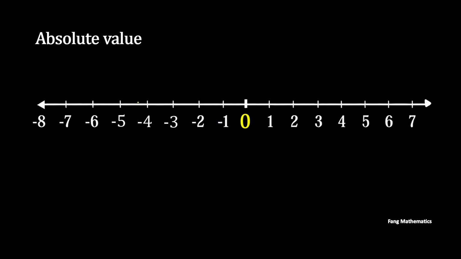In this video, we are going to talk about absolute value, or the magnitude. The general symbol for absolute value is two vertical lines, and in between the two vertical lines you put the number. So |a| in general.